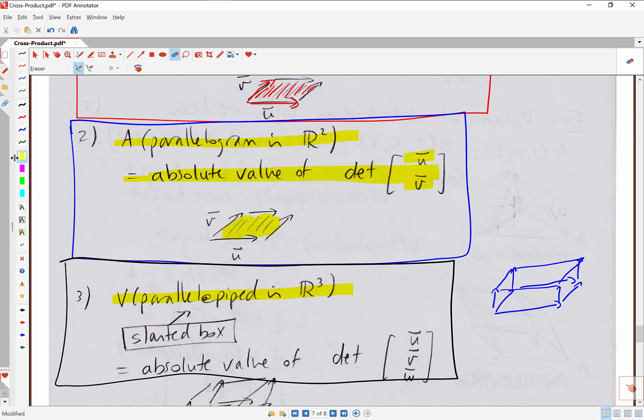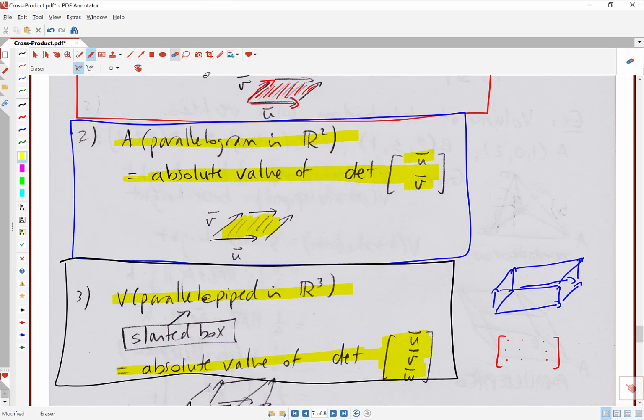To get the volume of a parallelepiped in R3, we can also phrase this in terms of a determinant. It's going to be the absolute value of the determinant of the following 3x3 matrix. Imagine that u is a vector in R3. It's going to have three components. So we've got these three vectors, which each have three components. That creates a little 3x3 matrix. We can calculate the determinant, and that determinant may be a negative number, so we need to be sure to take the absolute value of that determinant when we're talking about the volume of the parallelepiped.